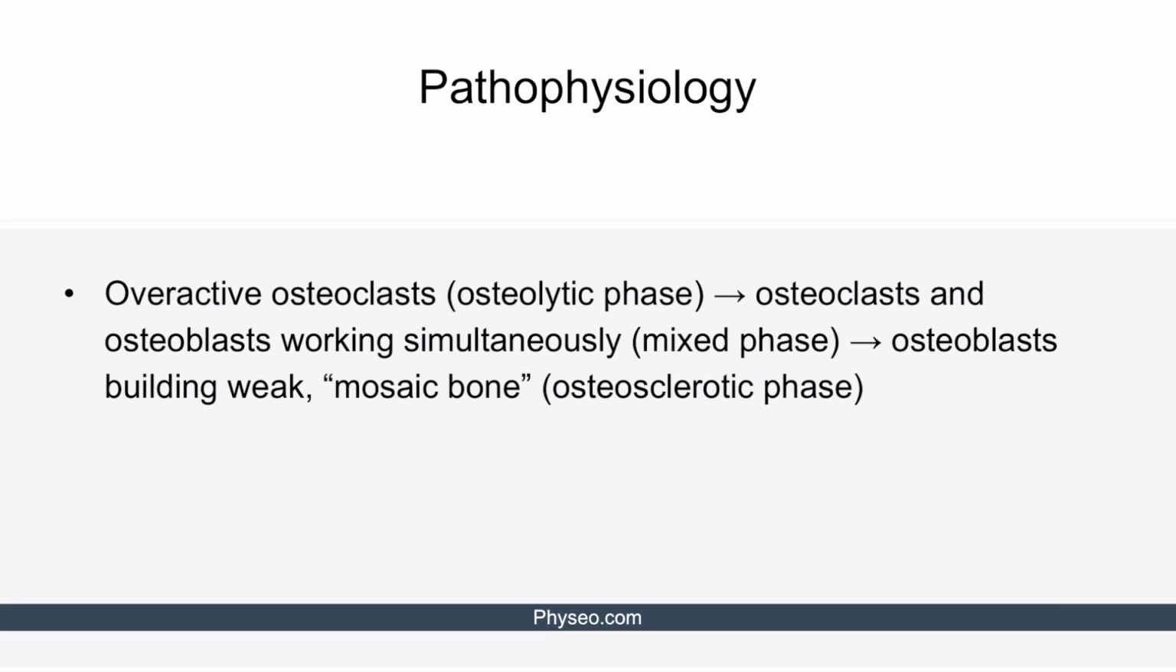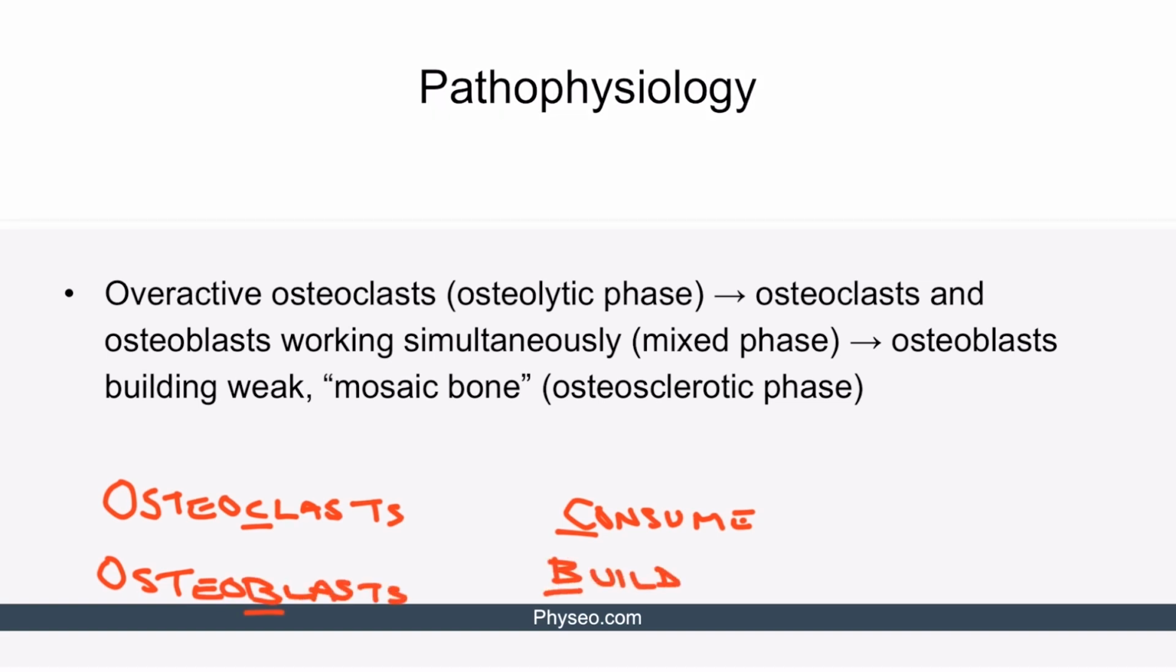To understand this, we'll need to start by recalling that osteoclasts are responsible for consuming or resorbing bone, while osteoblasts perform as the builders of bone. As mentioned, the osteoclasts are dysfunctional and hyperactive in this disease. In the osteolytic phase, osteoclasts are overactive and they're consuming bone. In the mixed phase, both osteoclasts and osteoblasts are working simultaneously, and that's problematic because the osteoblasts aren't able to lay down bone properly. Now in the final phase, osteoblasts are rebuilding bone the best that they can. However, the process is disorganized and asynchronous with excessive osteoclast activity. And this new bone is weak and mosaic in appearance.